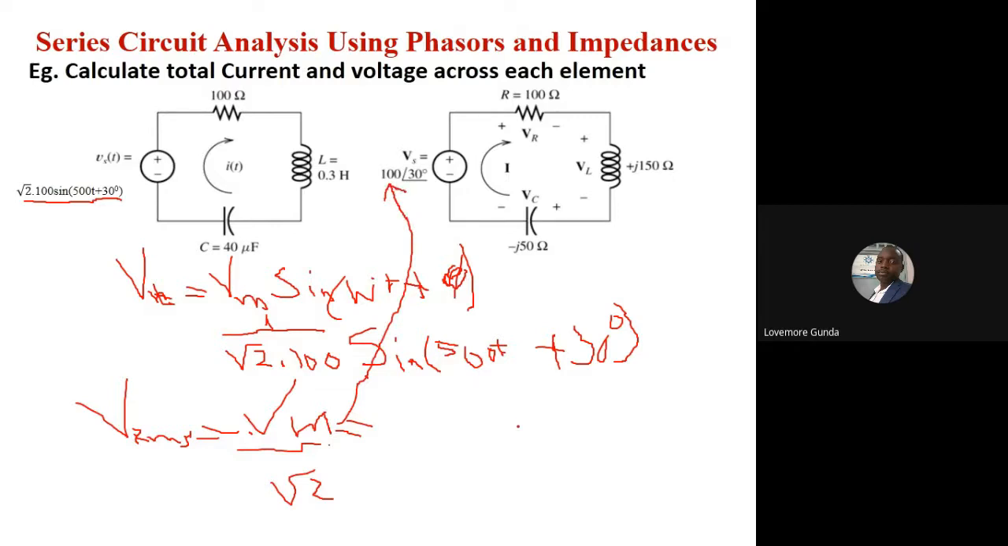Then our omega: we have 500t with omega t, so our omega is 500 from that expression. And our angle theta is equal to plus 30 degrees.